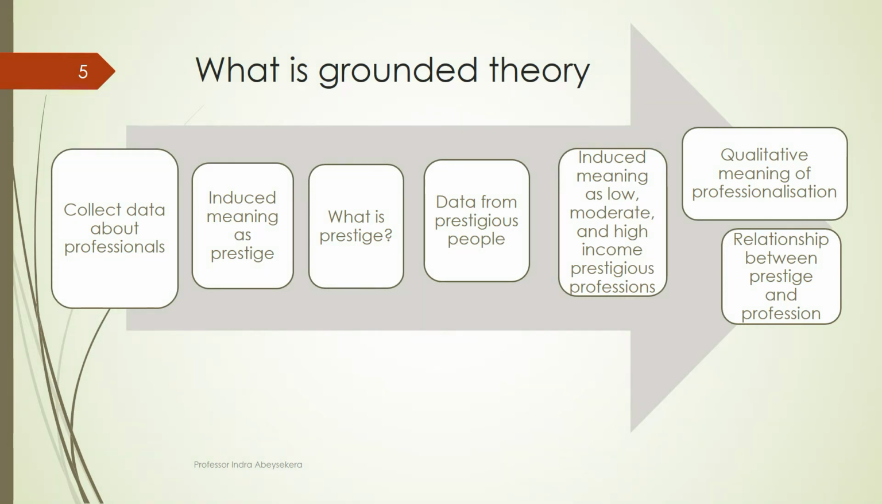Once a researcher is satisfied that sufficient data are collected to make conclusions, the researcher can then make conclusions, a qualitative meaning of professionalization. Or if there are multiple realities, if that approach is followed, the researcher can end up with prestige and profession and provide a qualitative relationship between prestige and profession.